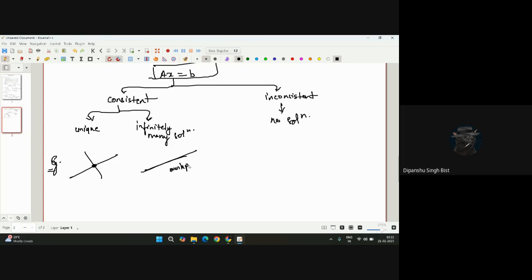Yes, overlapping lines. And then in case of inconsistent solution, you have parallel lines. And here you have intersecting lines. Okay, great.